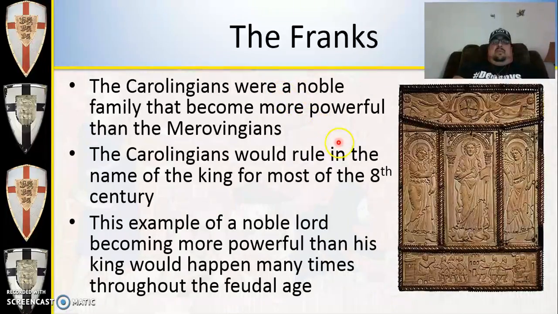Carolingians were a noble family that became more powerful than the Merovingians. Carolingians would rule in the name of the king for most of the 8th century. So these guys came first. These guys came second. An example of a noble lord becoming more powerful than his king would happen many more times through the feudal age. You can see their representation over there.